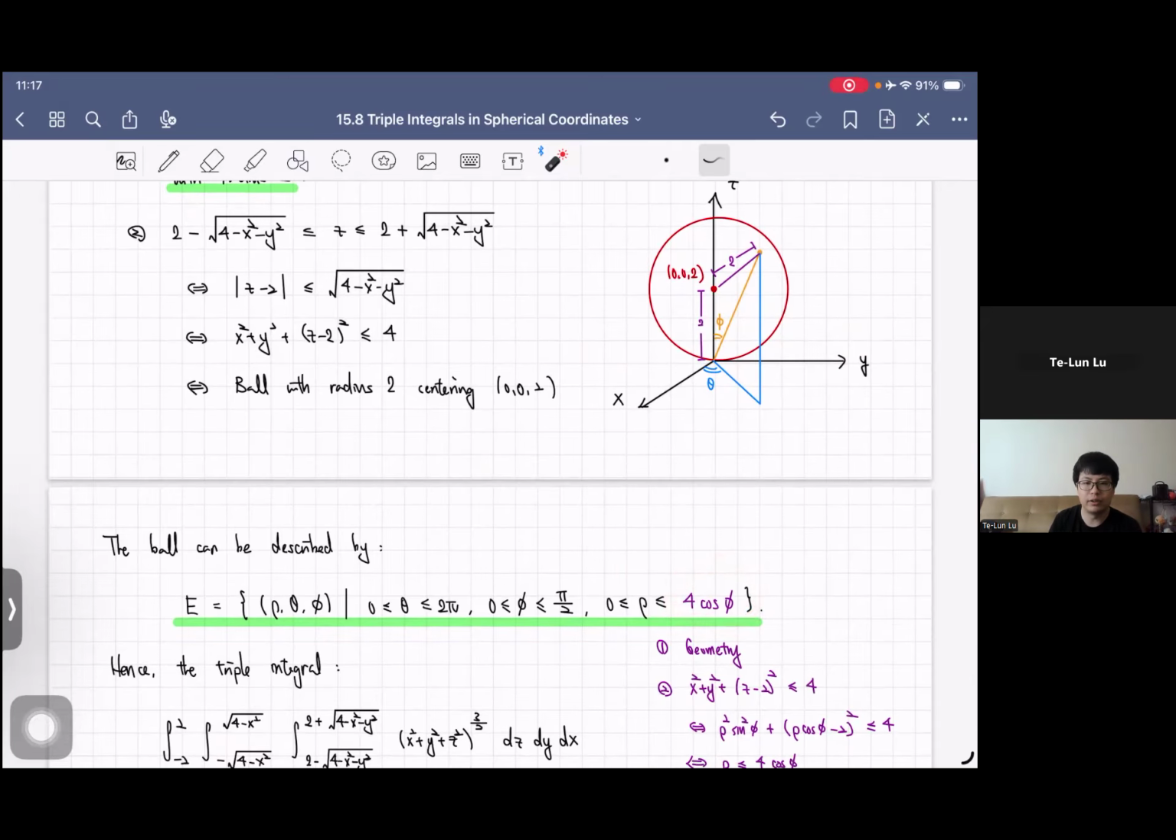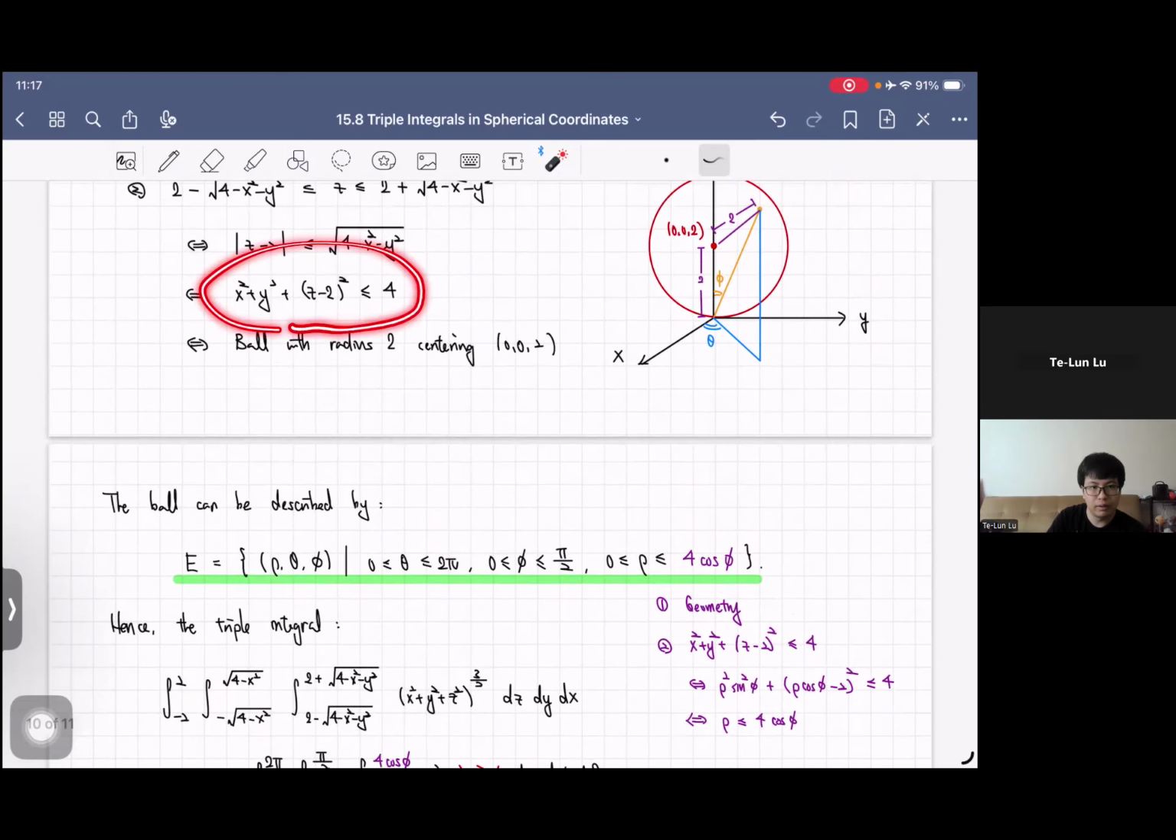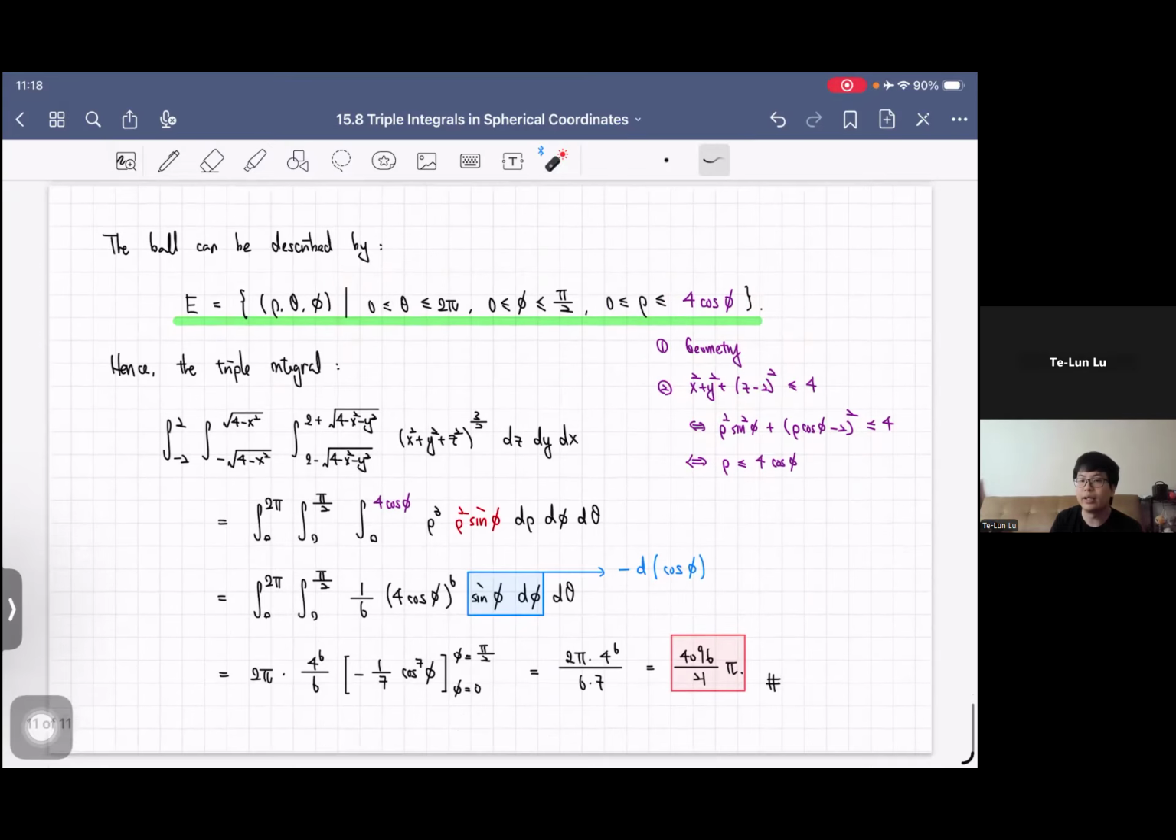You can always do that by, again, plugging everything back to this equation. Because you see that if we plug in x squared and y squared by rho sine phi cosine theta and sine theta, you get rho squared sine phi squared, whereas this guy gives you rho cosine minus 2 squared. Rearranging the equation, you can get that rho is equal to 4 cosine phi, which is consistent with our previous notation here. So anyway, this will be our corresponding coordinates boundary for the integration.